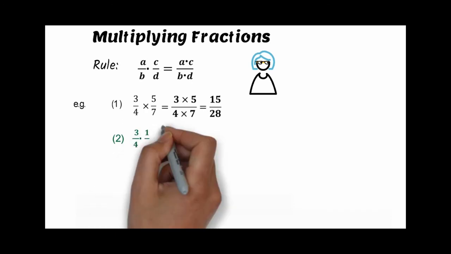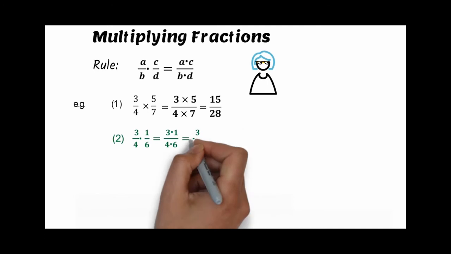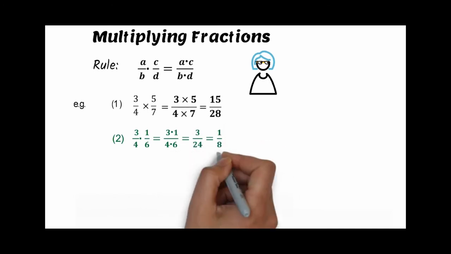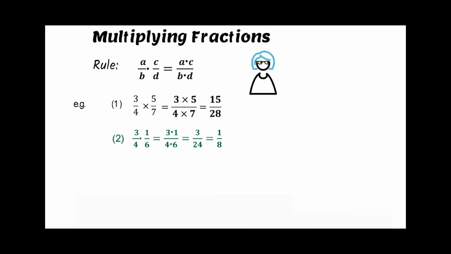Now let's look at another example. 3 over 4 multiplied by 1 over 6. So similarly, following the rule, the numerator will equal the product of 3 multiplied by 1. And the denominator is equal to the product of 4 multiplied by 6. So that evaluates to 3 over 24.